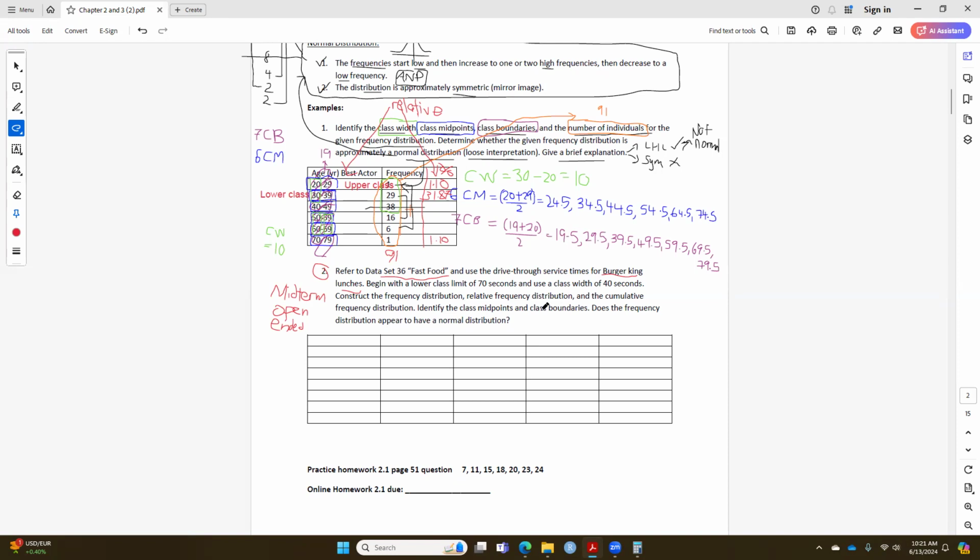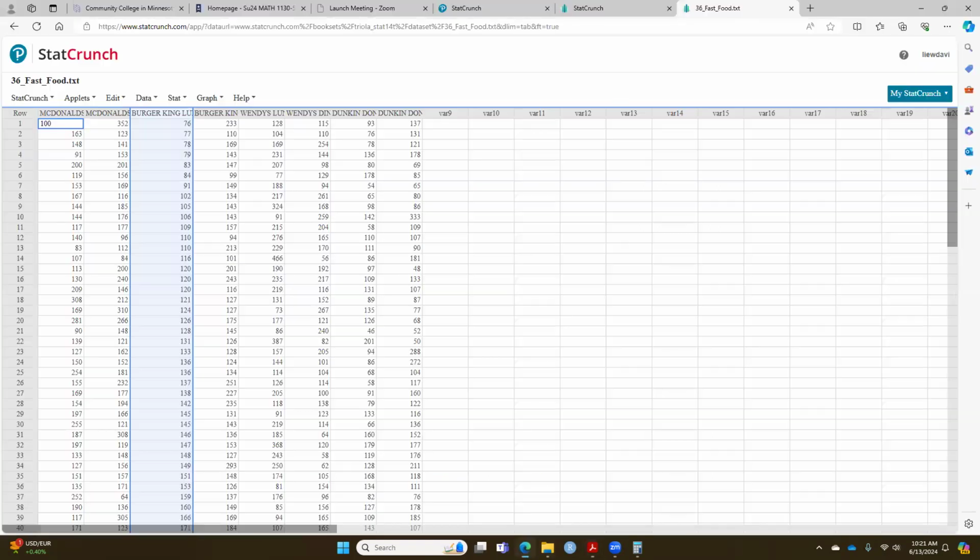Now, the next part is very important. It says that you will start with a lower class limit of 70 seconds and you use a class width of 40 seconds. Usually the question will tell you where to start and what the class width is. Now, because of this statement here, you cannot start at 76.